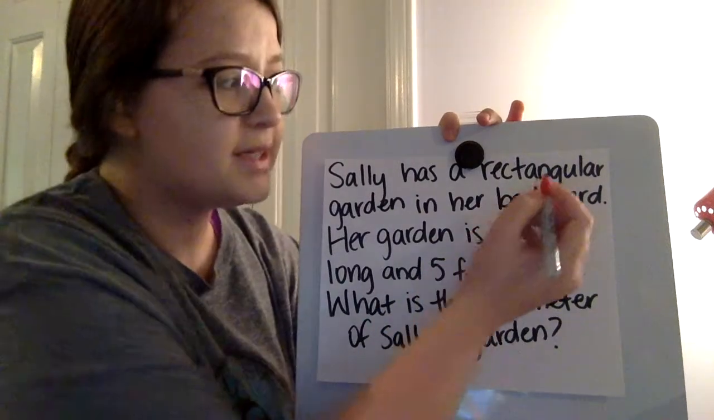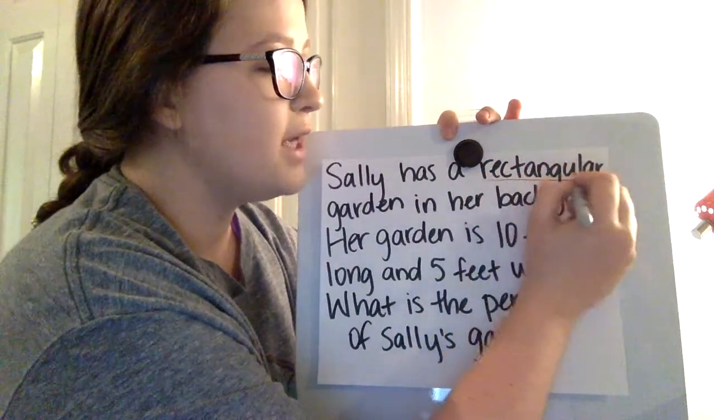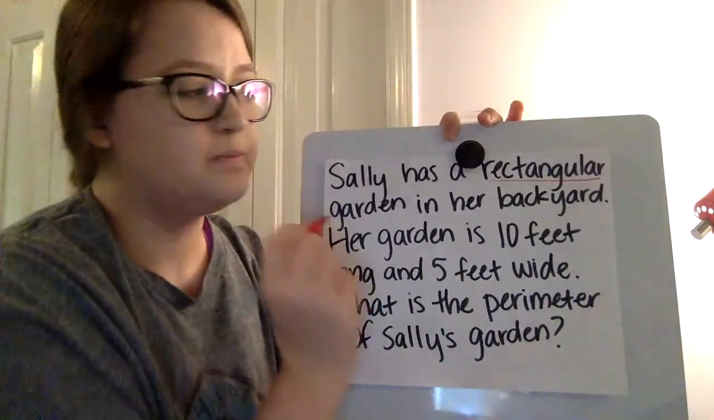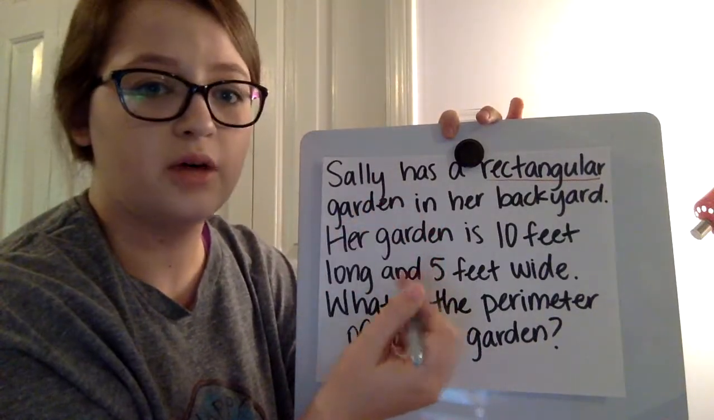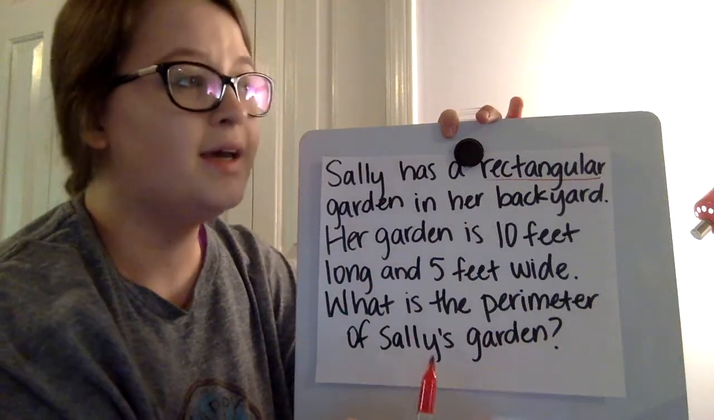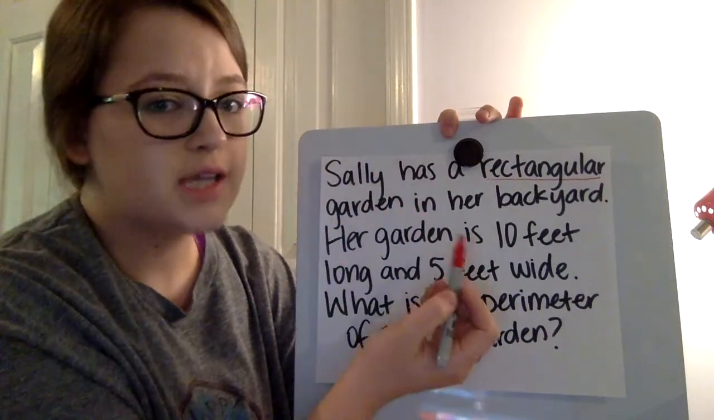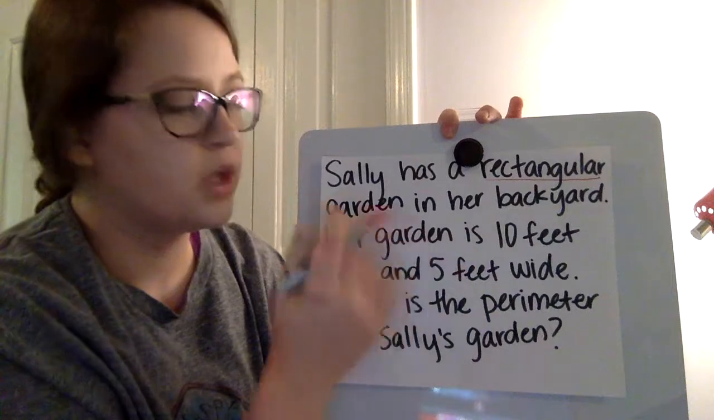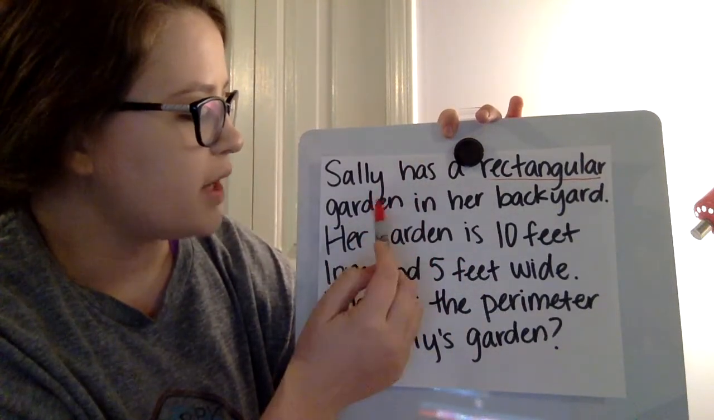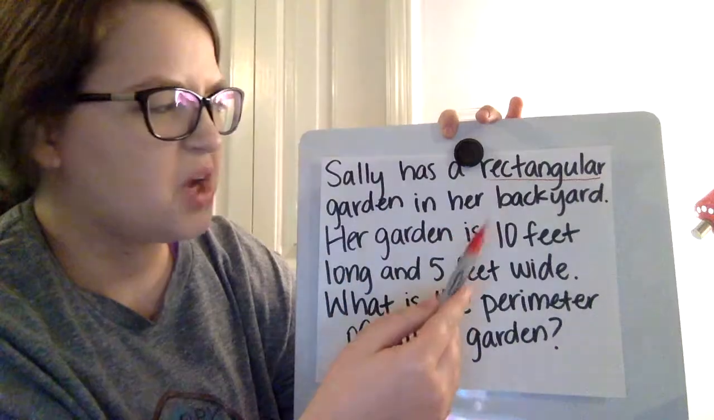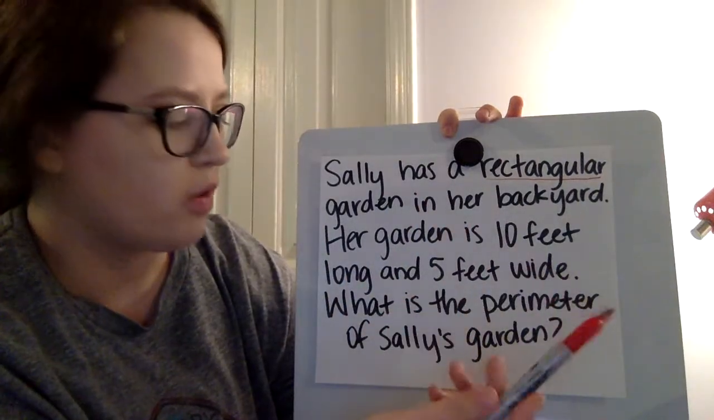I know that rectangular means rectangle. So I know that the garden is going to be in the shape of a rectangle. I know a rectangle has 4 sides, and I know that has 2 longer sides and then 2 shorter sides. So I know it's going to be a rectangle. She has a rectangular garden in her backyard. Not really important that it's in her backyard.